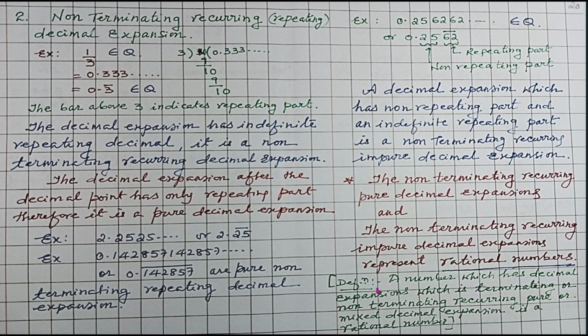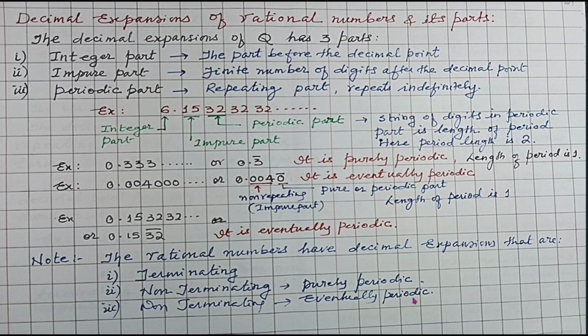So rational numbers can be defined in two ways. A number of the form p by q, where p and q are integers and q is not equal to 0, is a rational number. Or we can even say a number which has decimal expansion which is terminating or non-terminating recurring, pure or mixed decimal, is called a rational number. So please remember that.